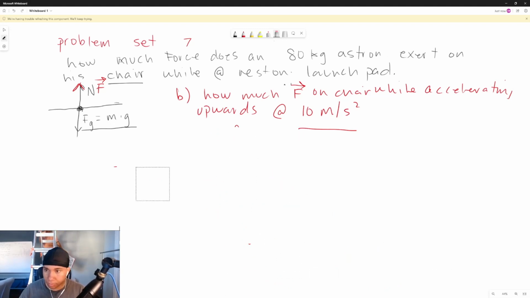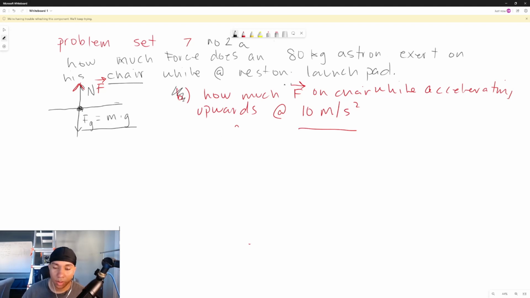Okay. So, we can just work on this. This is problem set 7, number 2. I think this is 2A. This was just the second part of the question. It's not 2B, so this is 2A. How much force does an 80-kilogram astronaut exert on his chair while at rest on his launch pad?